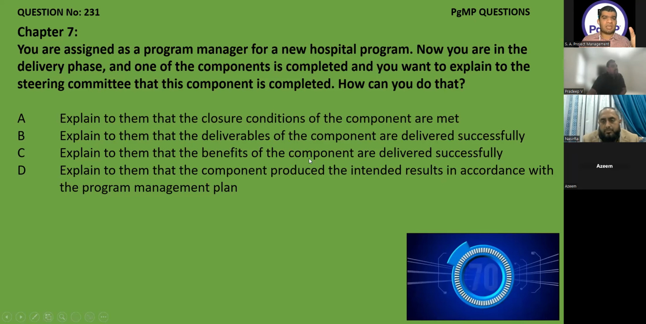Like I told Mr. Azim, for components, benefit doesn't apply because projects don't have benefits. If it is at the program level, benefits are okay. If they deliver the intended outcomes, then it will make more sense. So results is not the proper word here. In that case, as I told you, all are correct, but the best option is A.